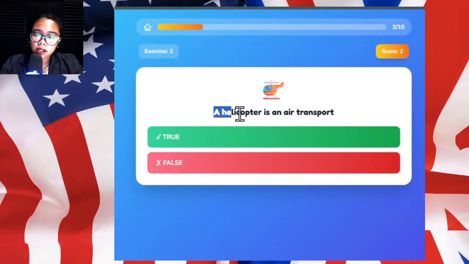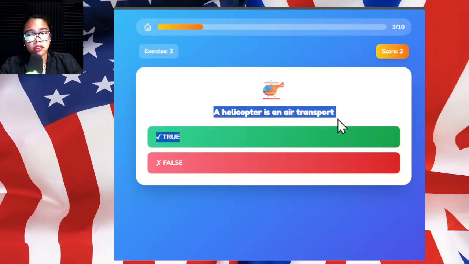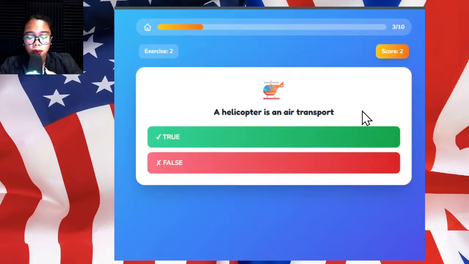Next, a helicopter is an air transport. Okay, a helicopter, this one is an air transport. What do you think is the answer for this one? I'm going to give you 30 seconds to answer. Go.